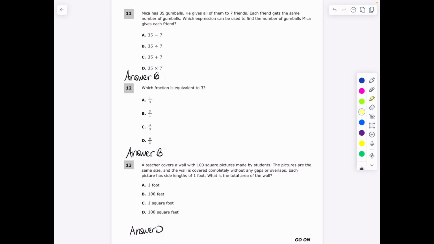Mika has 35 gumballs. He gives all of them to his 7 friends. Each friend gets the same number of gumballs. Which expression can be used? So this is an equal share, that's important. Which expression can be used to find the same number of gumballs Mika gives each friend? So again, he's starting off with 35. He gives all 7 the same amount, so equal share to 7 people. So I know this has to be 35 divided by 7. That's the only way we can figure out how many gumballs he gave everybody, which would be 5.